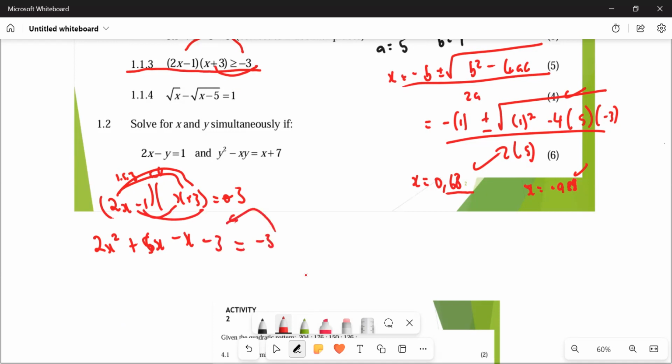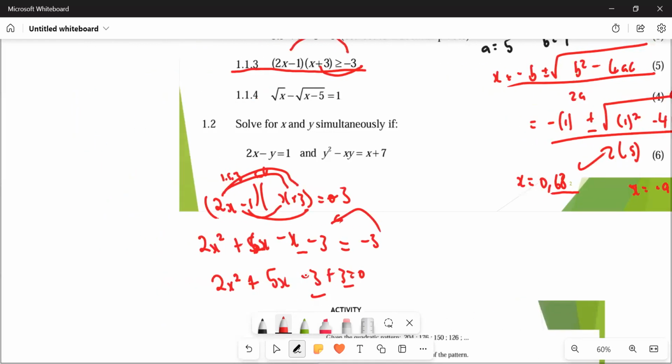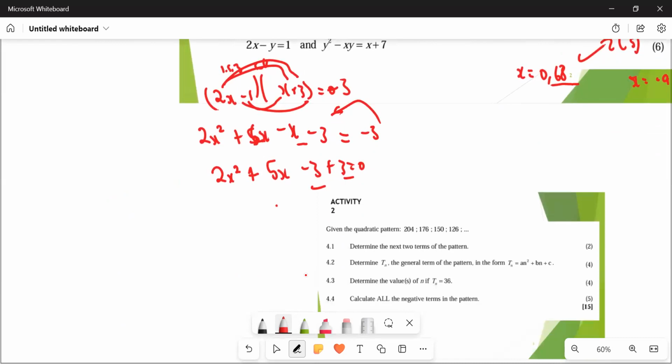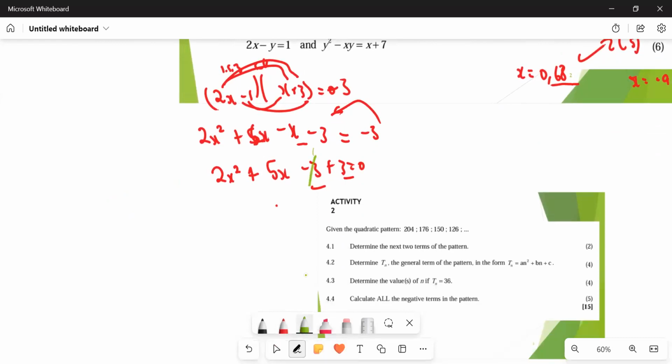And then you take this one to this other side, you have 2x squared. This one and this one, they are like terms, it gives us plus 5x. And then minus 3 plus 3 is going to be 0. Then we have 2x squared plus 5x is going to be 0.